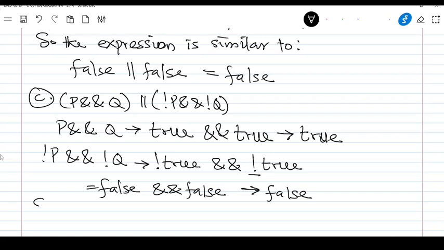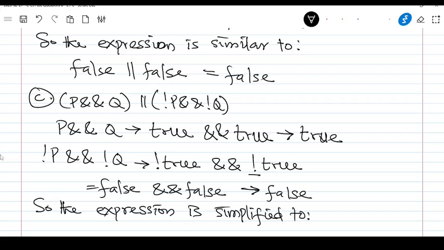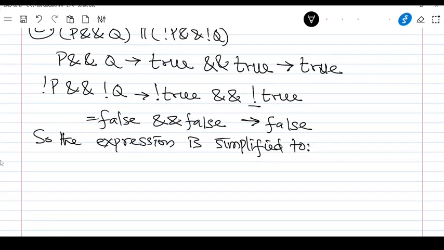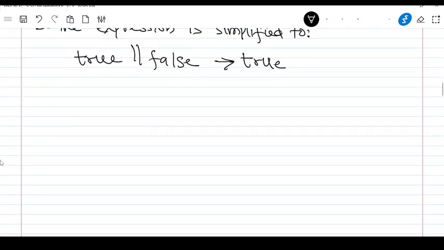Okay, so now we apply this into the main expression. The expression is simplified to, so P and Q is going to be true, right? Then we'll have the or, and then we'll have false. So what is true or false? True or false is going to be equal to true. So the final answer is true.